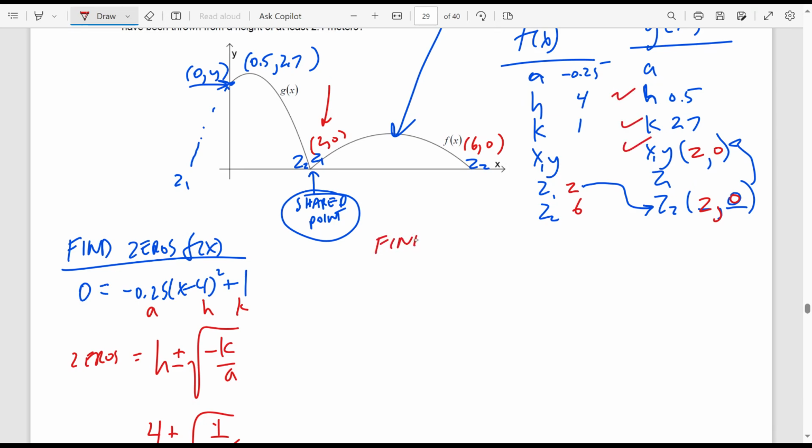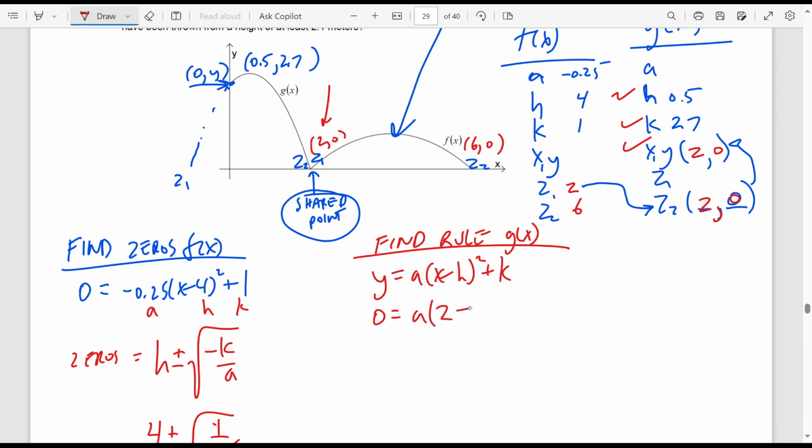So I can find the rule of g of x using vertex form: a times x minus h squared plus k. I now just plug in everything that I just found. So the 0, the a is unknown, the x is now 2, and then this was what, 0.5? 0.5 squared plus 2.7. So I'm just going to rearrange things again.